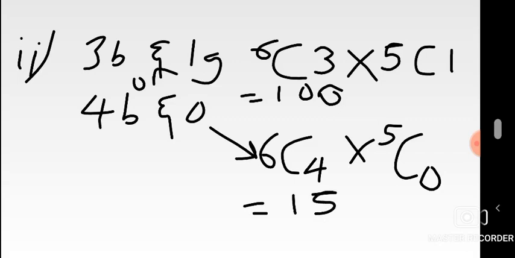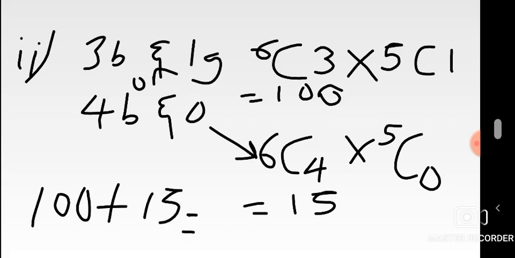What does it give you? 15. So what is the probability of choosing more boys than girls? It's either the scenario which had 100 as a total sample space, or choosing 4 boys and 0 girls, which gives a sample space of 15. Since it's this or that, when we hear or, we add our findings. Or is an addition rule. 115. That's your part 2. That's how you get it.